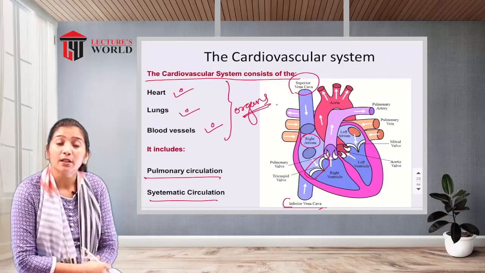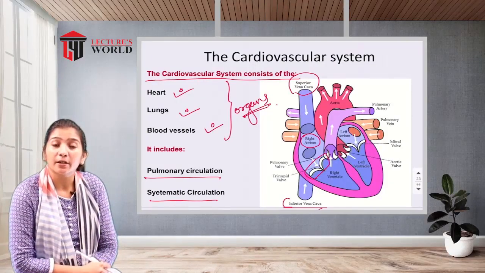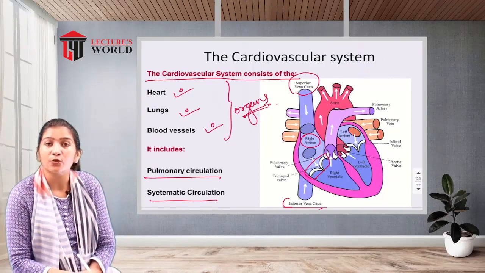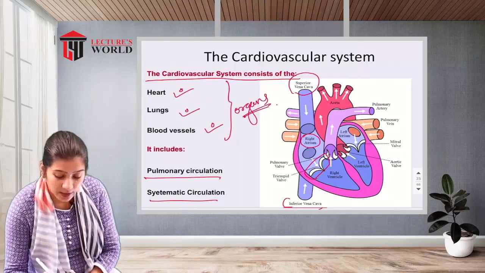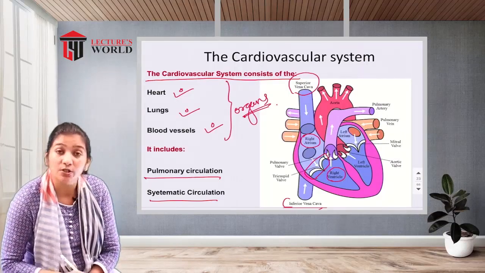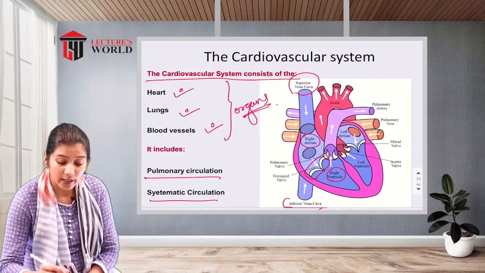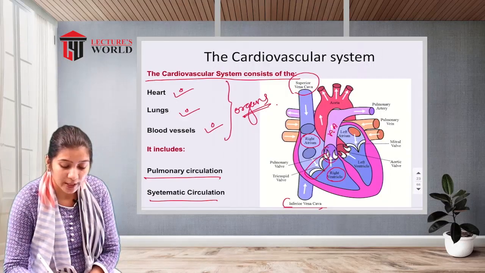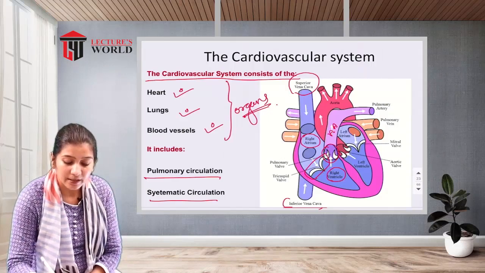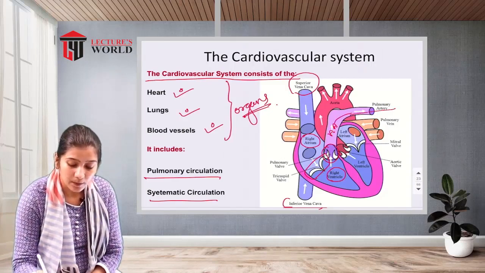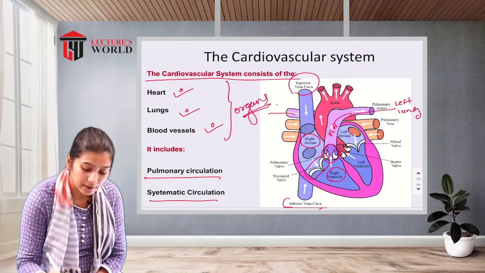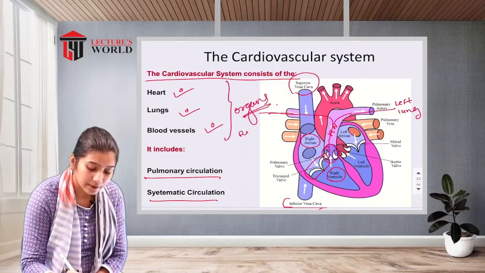So whatever deoxygenated blood is collected in the right atrium will go into the right ventricle with the help of the tricuspid valve. From the right ventricle, the deoxygenated blood goes into the pulmonary artery with the help of the pulmonary valve, and it is divided, it will go to the left lung and the right lung.